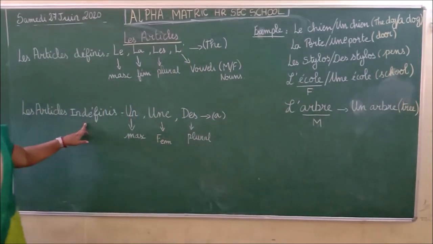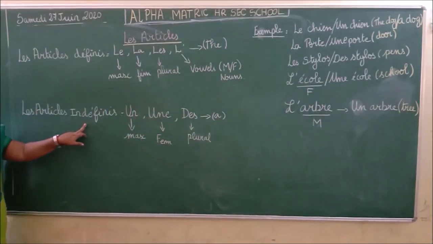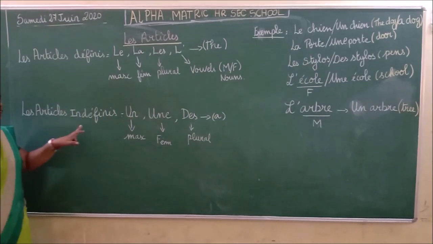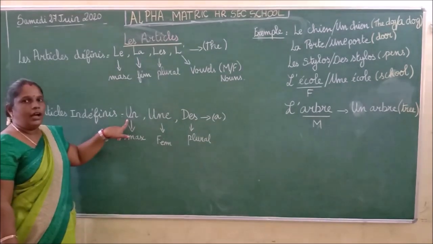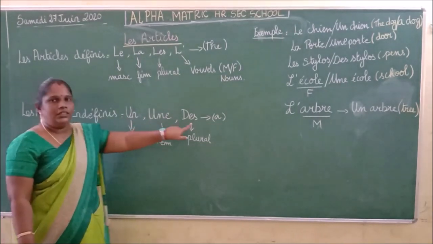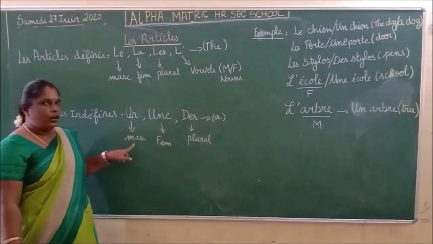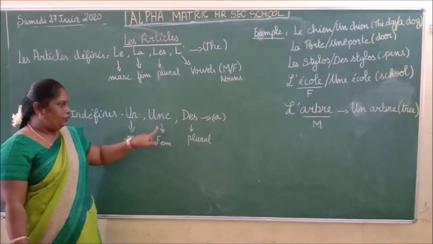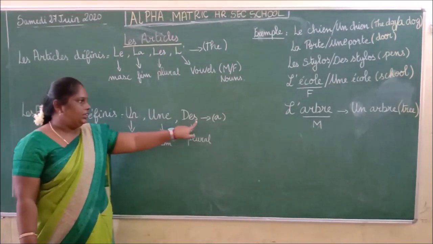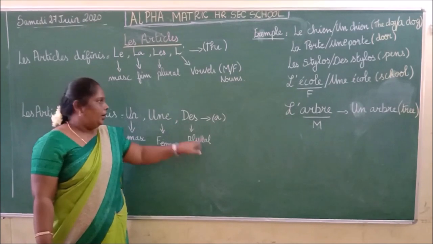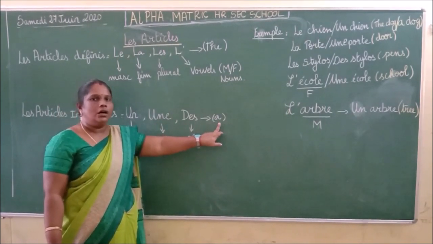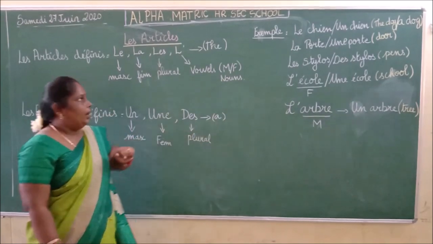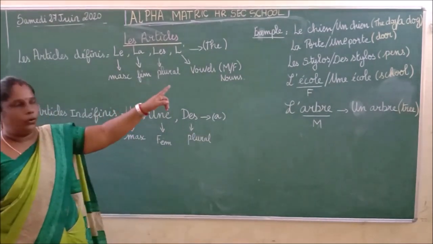And here, for the articles indéfinis, which are not defined, we have un, une, des. Un is for a masculine noun, une for a feminine noun, des for a plural noun. The meaning of un, une, des in English is a, for a common thing. And I gave you some examples over there.